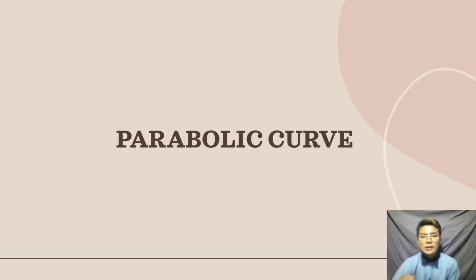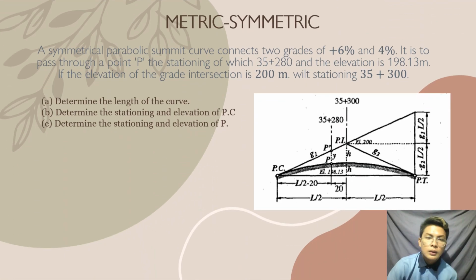Next, but not the least, is our parabolic curve, using the metric system. Here's our problem. A symmetrical parabolic summit curve connects two grades of positive 6% and negative 4%. It is to pass through a point P, the stationing of which is 35 plus 280 and the elevation is 198.13 meters. If the elevation of the grade intersection is 200 meters, with stationing 35 plus 300, determine the length of the curve, the stationing and elevation of PC, and the stationing and elevation of P.